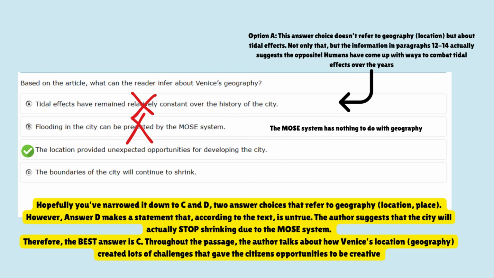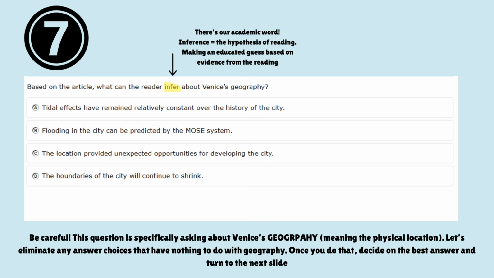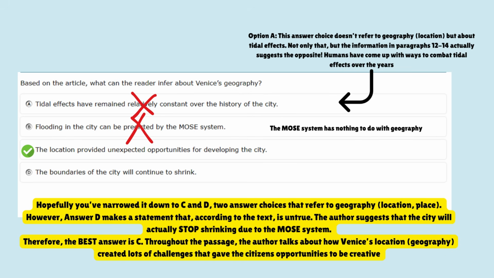We also eliminated answer choice B. Flooding in the city can be, what is that word? Let me remind myself. Predicted. Flooding in the city can be predicted by the Mose system. The Mose system has nothing to do with geography. That might be a true statement according to the passage, but the question is asking what the reader can infer about Venice's geography.